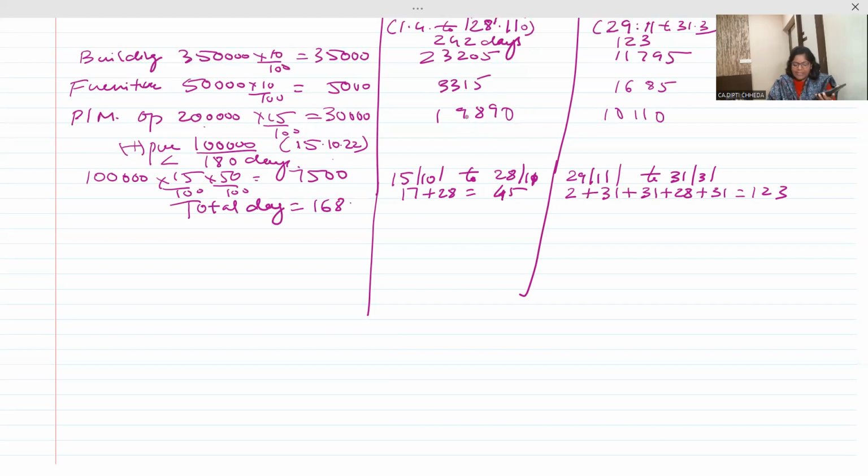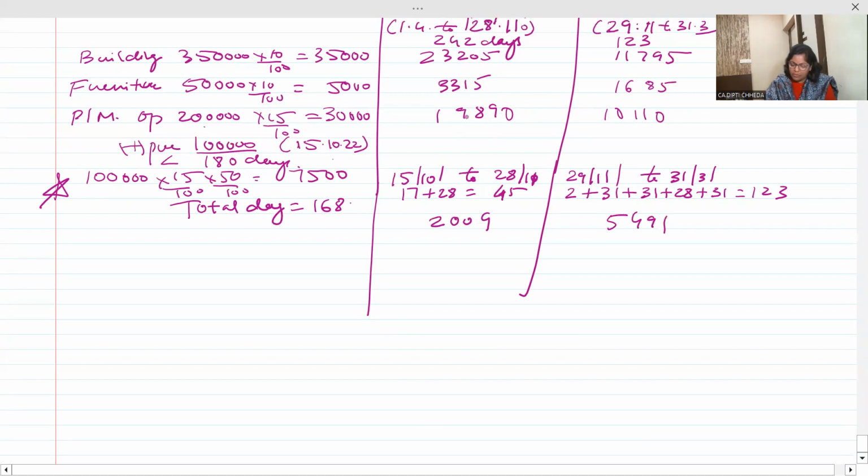मैम देन व्हाई डिडंट यू कैलकुलेट? यहाँ पे स्टूडेंट्स गड़बड़ करते हैं. 1 lakh into 15% into 168 by 365? Depreciation is not calculated in days, full year or half year. Done. So 7,500 into 45 divided by 168. ये depreciation यहाँ का आ गया आपका 2009. And remaining depreciation here 5491. हो गया. Plant and machinery.